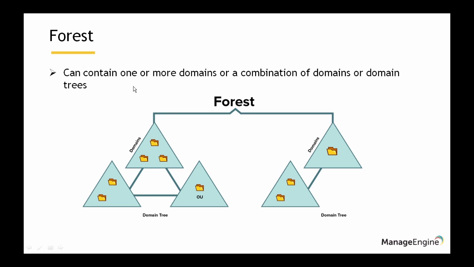A forest can contain one or more domains or a combination of domains or domain trees. Trees are going to be another type of classification. So basically, we have three stages of classification, I would say. The first level, or the topmost level, is going to be the forest, and then you have domain trees, and then you have domains.